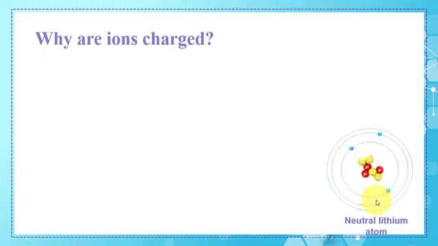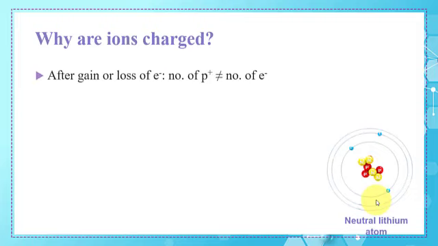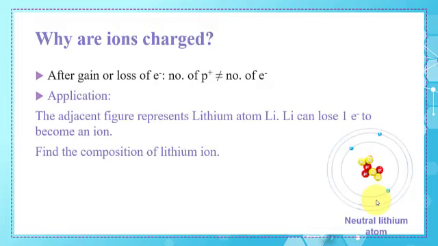Why are ions charged? Because in a neutral atom, the number of electrons is equal to the number of protons. However, after this atom has gained or lost electrons, the number of protons is no more equal to the number of electrons. So, in the following application, we have a figure representing a neutral lithium atom. As you can see, it has 3 protons and also 3 electrons. However, Li can lose 1 electron to become an ion.